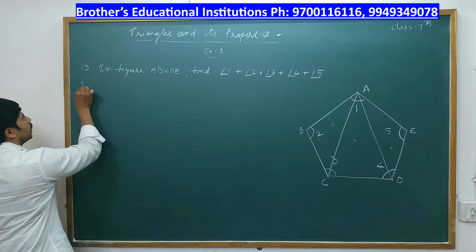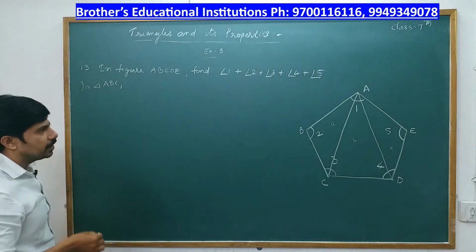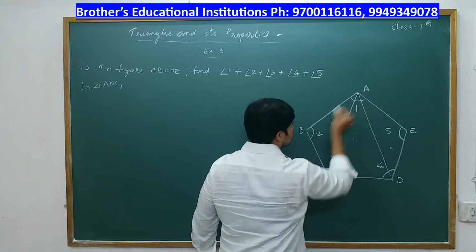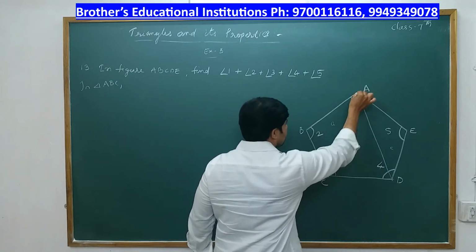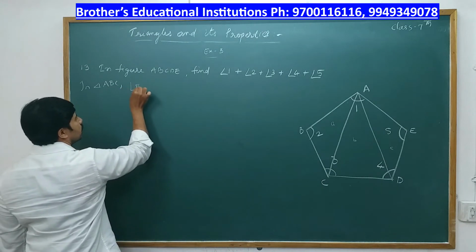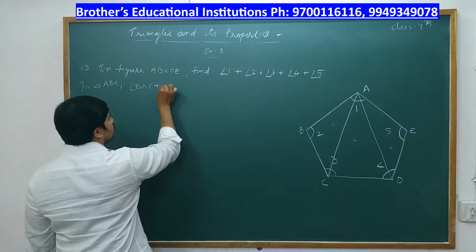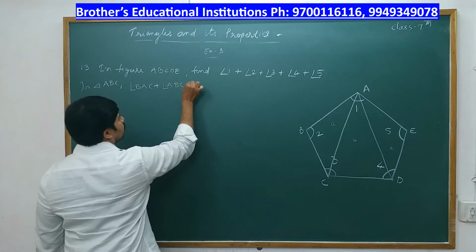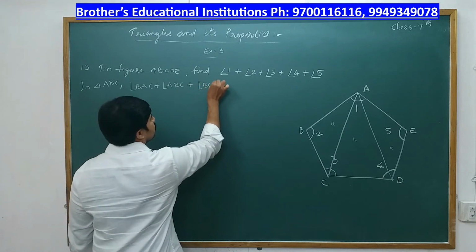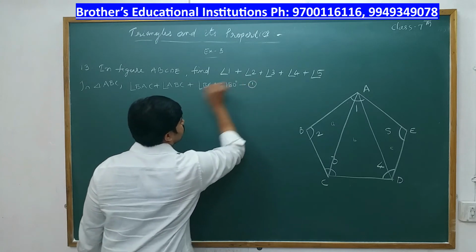See, in triangle ABC, what are the angles we have? First I'll represent A, this part. So it is angle BAC, plus, now we'll represent angle B, it is angle ABC, plus angle BCA is equal to 180 degrees. Say this is condition 1.